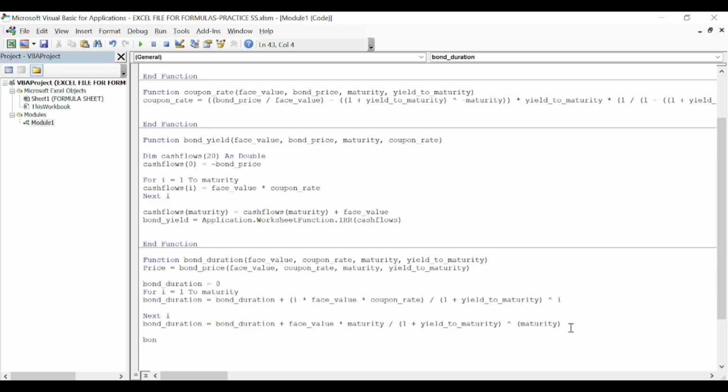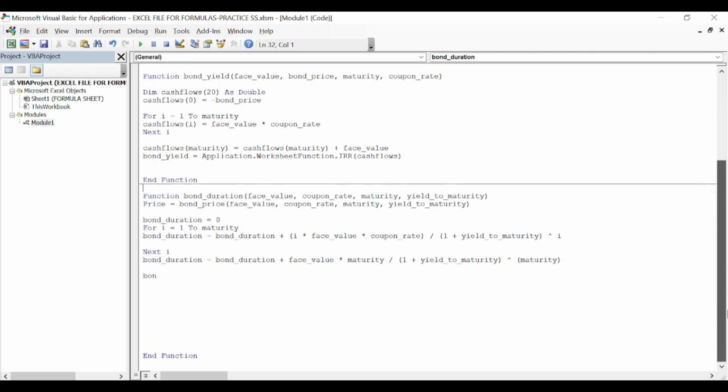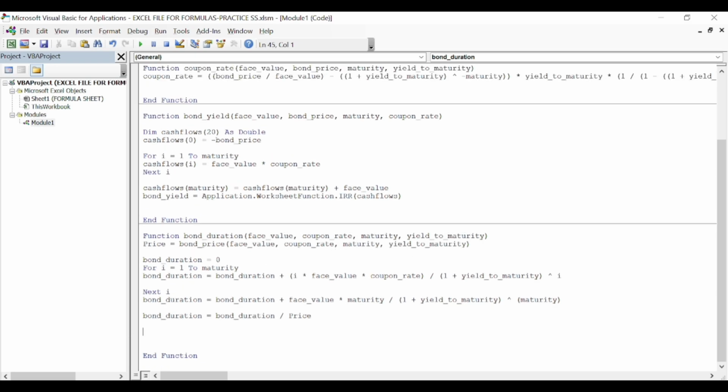Now moving to the final step, that is bond duration equals bond duration divided by price. So we divide the total time-weighted value of all the payments by the bond's total price, and that gives us the average time in years it takes to get your money back, and that is the bond's duration. So the function will end here. I will adjust it a bit.